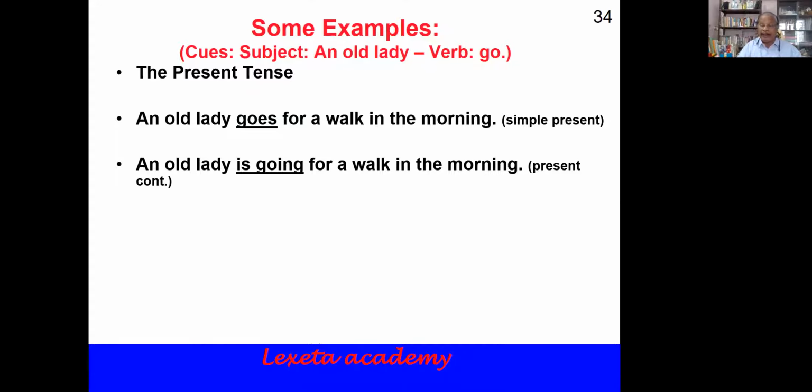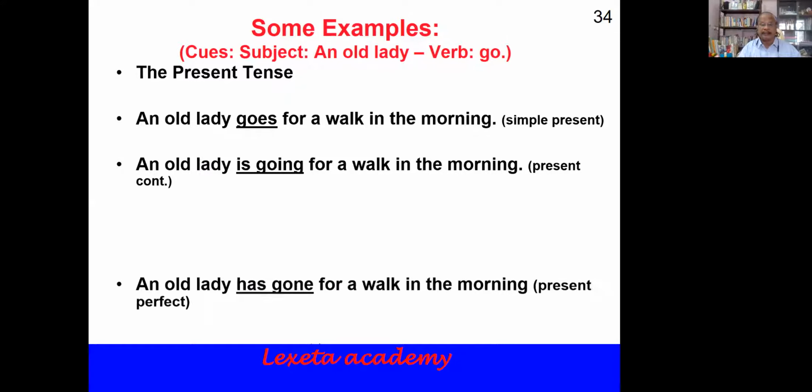An old lady is going. An old lady is going for a walk in the morning. Again, the subject is singular, is. Is going. Present continuous tense.